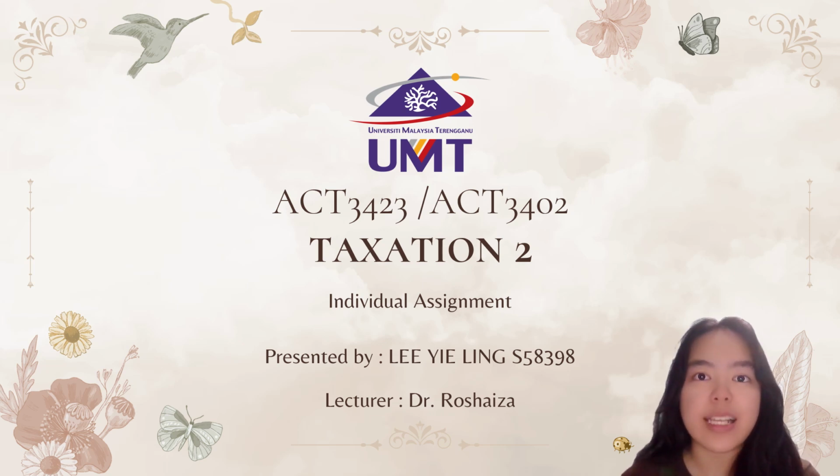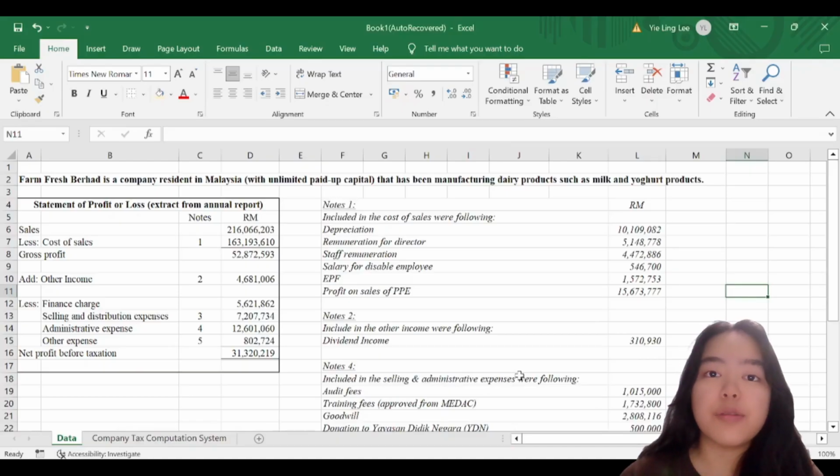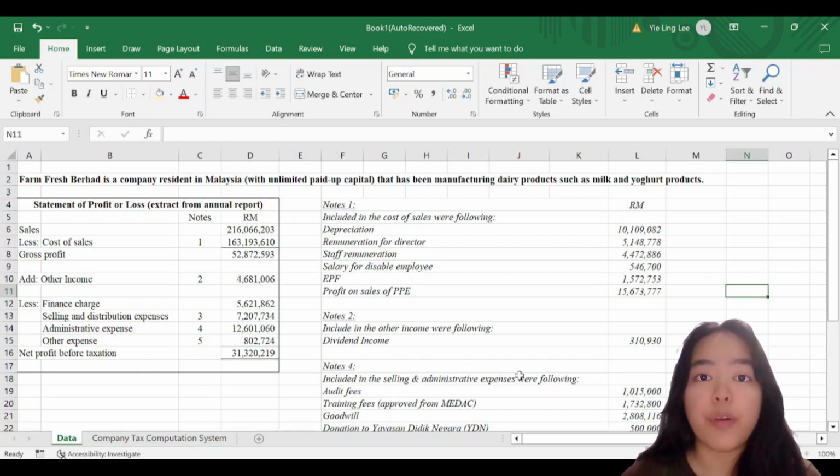I'm LING. Number metric is S58398. In the Taxation 2 assignment, we are required to create a partnership and company tax computation system using Excel software by utilizing its formula system. I've given the parts to create the company system to my group members. However, I'm going to show it later. For now, I'm going to explain the chosen company first.